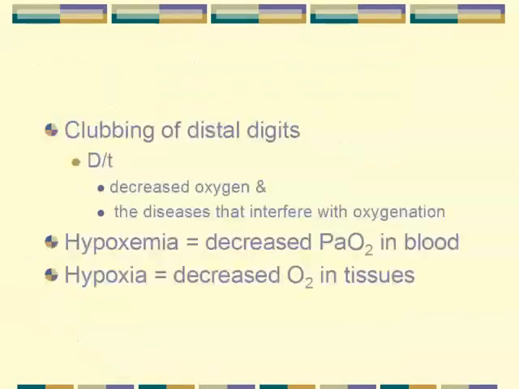You can have clubbing of your distal digits, and clubbing can be due to a decrease in oxygenation and or the diseases that interfere with oxygenation, such as lung cancer, bronchiectasis, cystic fibrosis, pulmonary fibrosis, a decreased cardiac output, lung abscess, or coronary heart disease.